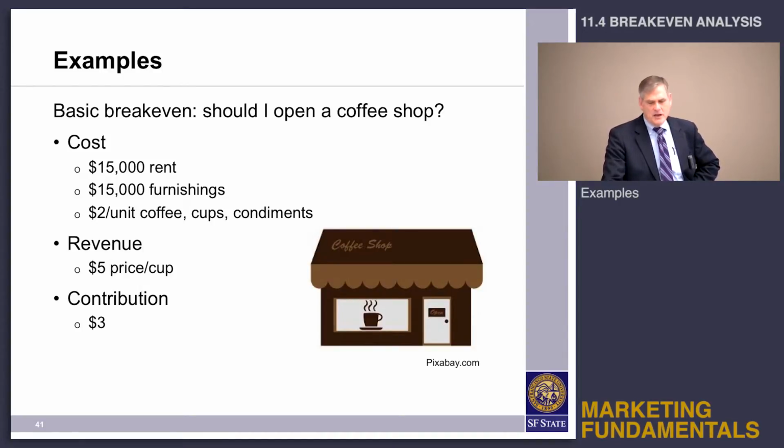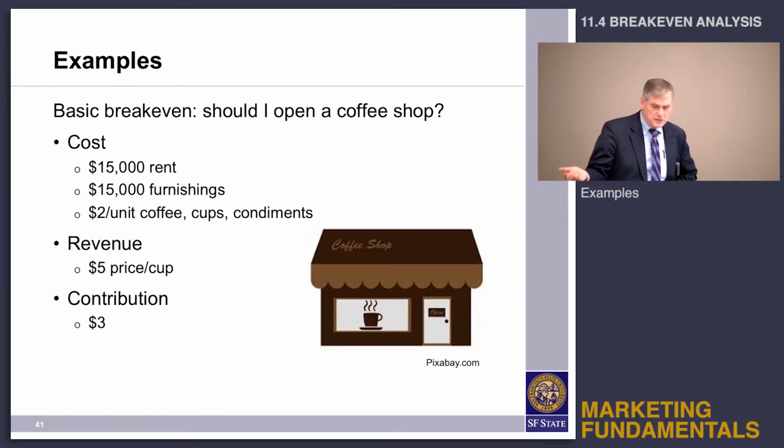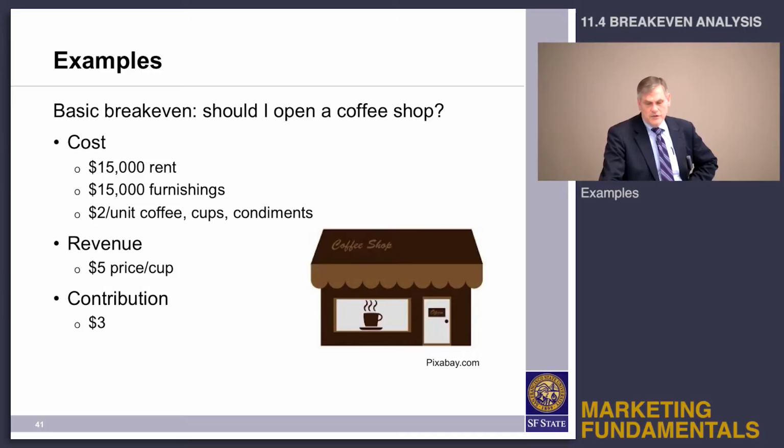And then the $15,000 rent, $15,000 furnishings, what would that be? Fixed costs. And I just want to call your attention that I expressed rent. I guess that's a fixed cost. It could be amortized if I wanted to break it down day by day, but we'll just call it a fixed cost.